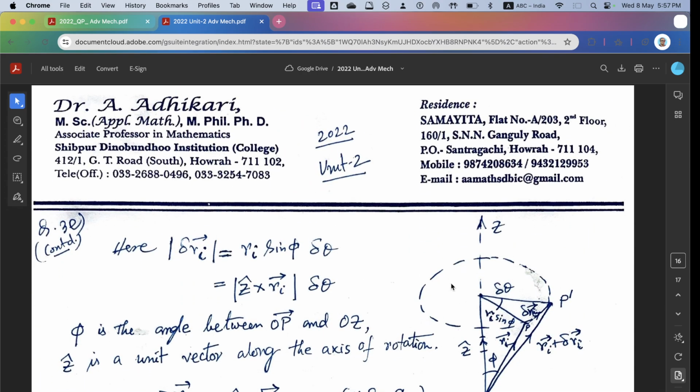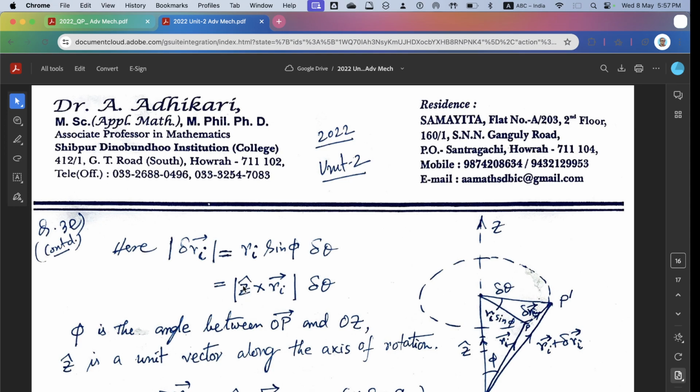This is the picture diagram. This is the axis OZ, the z-axis, and this is the point P. This OP is the ri vector, the position vector, and this angle with the z-axis is the phi angle. This is the point P dash, and this OP dash is equal to ri vector plus delta ri vector. From this right angle triangle, we get ri sin phi. So this arc length PP dash equal to this delta ri vector, actually ri sin phi delta theta. This is the length of the arc, delta ri.